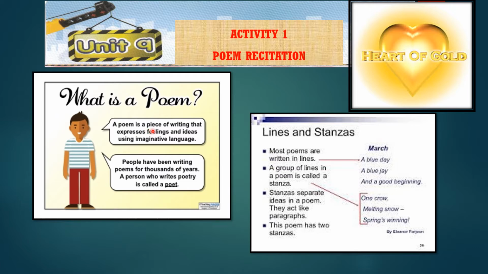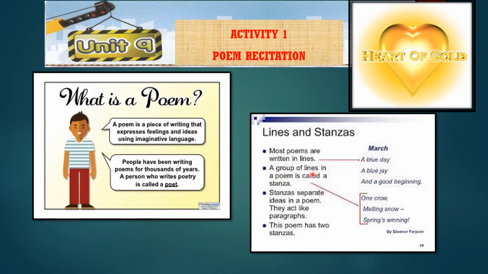A poem is a piece of writing that expresses feelings and ideas using imaginative language. People have been writing poems for thousands of years, and a person who writes poetry is called a poet. Now let's look at the lines and stanzas. Most poems are written in lines. So these are the lines: line number 1, line number 2, line number 3.